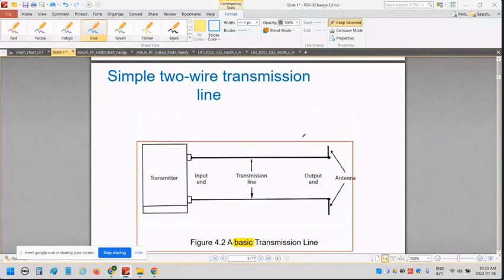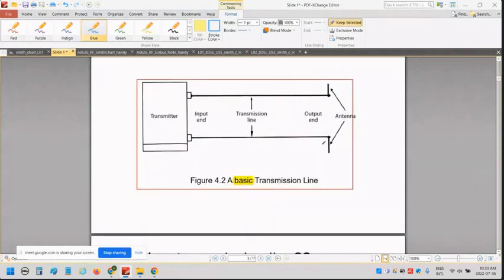This is an example of a transmission line. You have a transmitter, and then you transmit, and this antenna is a dipole, which means you have an up and a down. If you only have one, it's a monopole, only one. This is the symbol.